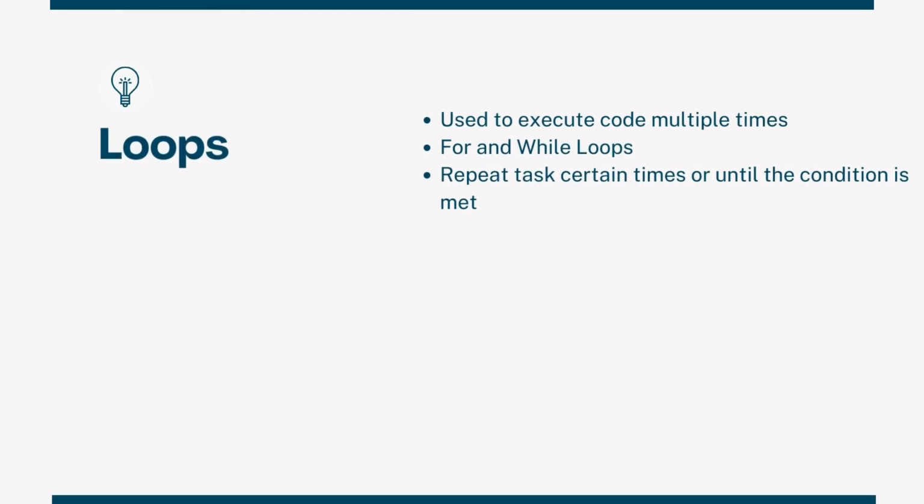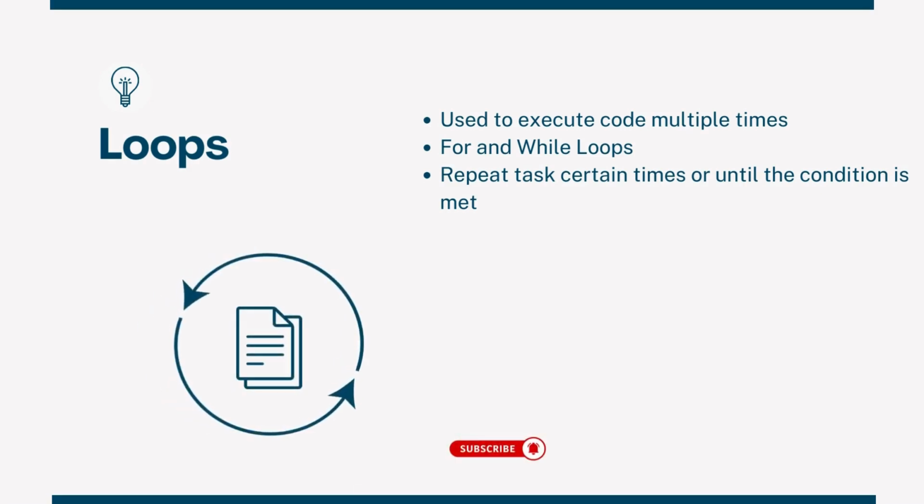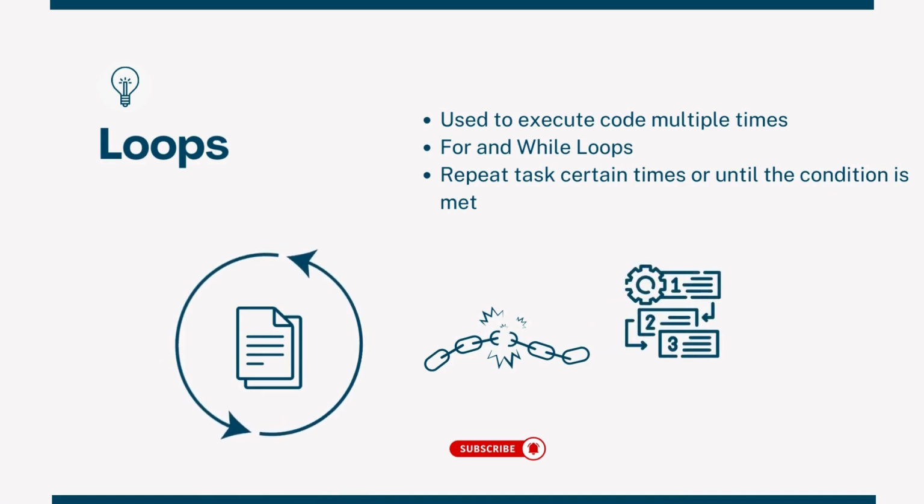Now let's talk about loops. Loops are basically used to repeat a block of code multiple times. They're incredibly useful for executing repetitive tasks. In Python, there are primarily two types of loops, the for loop and the while loop. The statements that you have defined within the loop will continue to execute until either the process has completed a certain number of times or a certain condition has been met. The for loop is useful when you know how many times you want to repeat a task, and the while loop is useful when you want to repeat a task until a certain condition is met.